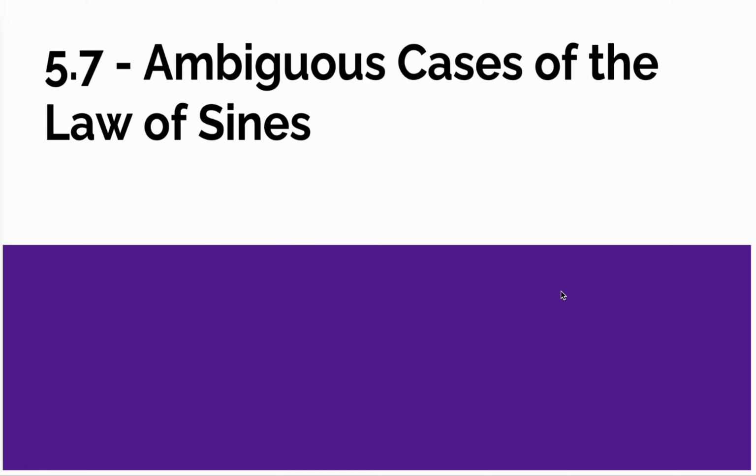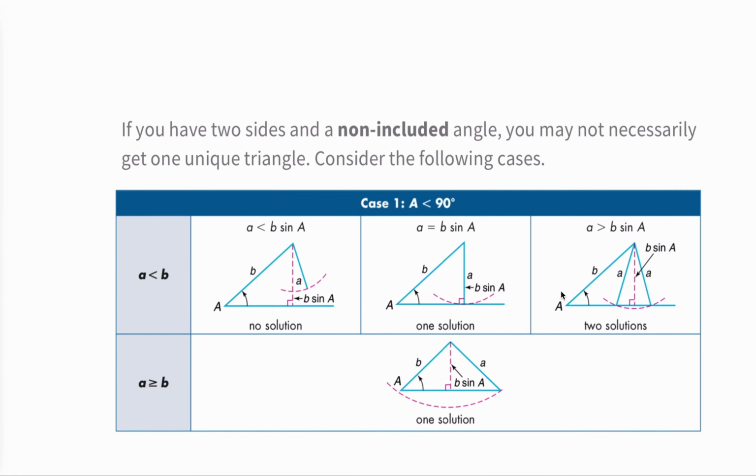Law of sines. And hang on to your hats because this is going to be a wild ride. So sometimes, under certain conditions, the angle and sides that you would use for the law of sines don't give you one unique triangle. It may give you two triangles, or it may give you no triangles. This has to do with the relationship of the sides to the angles.